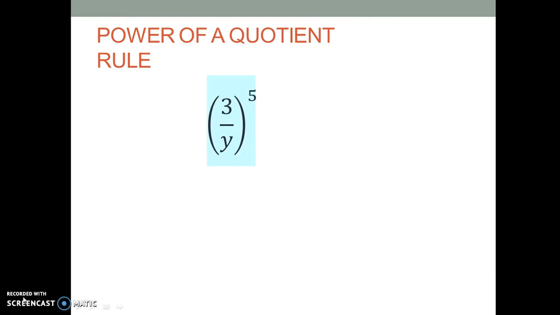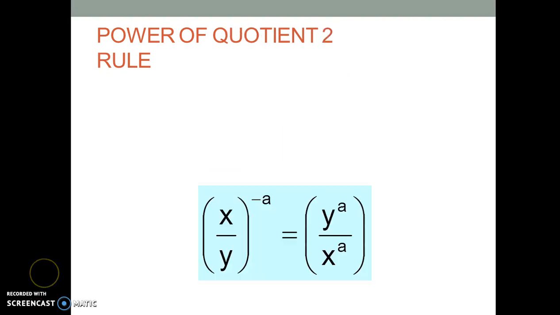Alright, same would hold true if I had an exponent and a quotient or a division or a fraction inside the parentheses. I'm going to have to remember to give that 5 to both the 3 and the y. Okay, the power to the quotient rule.